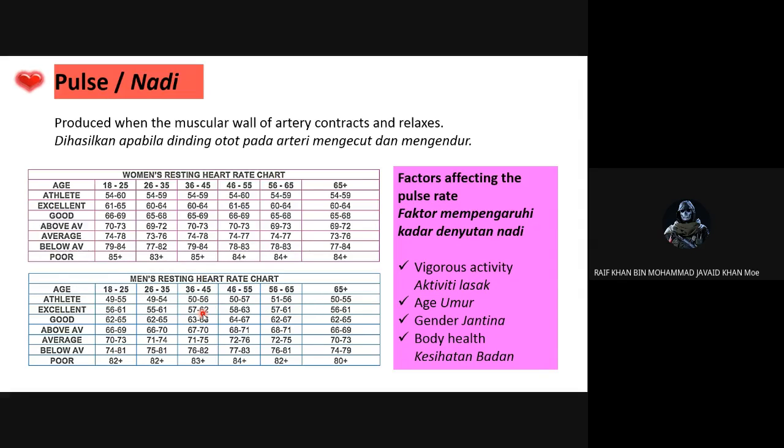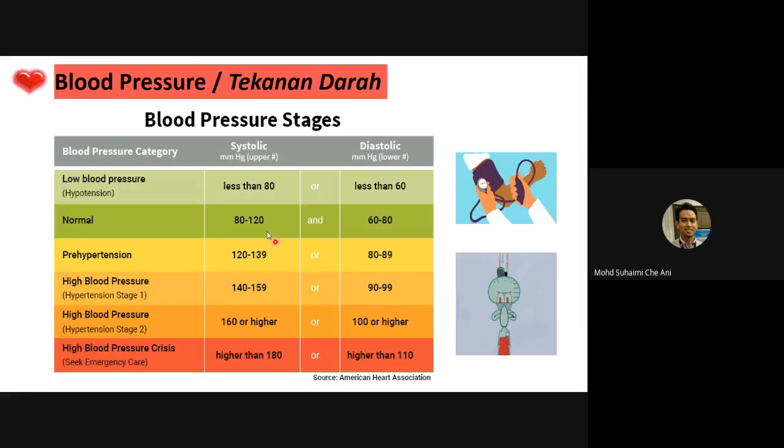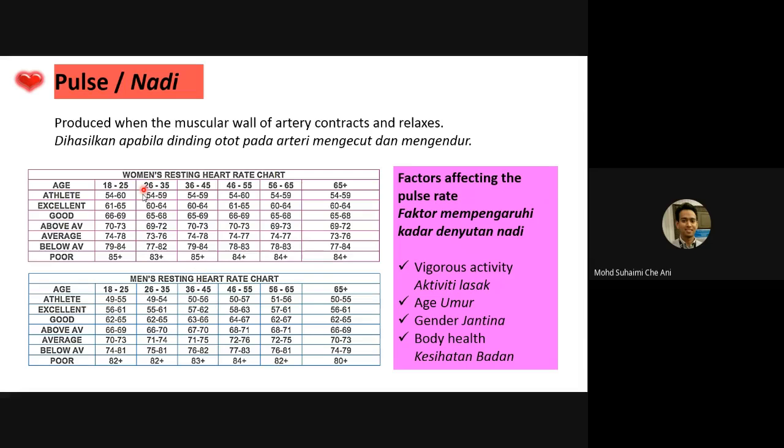So for the blood pressure, you need to memorize the normal one, then low, and then more than normal will become high blood pressure, the hypertension. But for the pulse, you don't need to memorize all the chart. You just need to memorize the factors. Okay, Vibu?